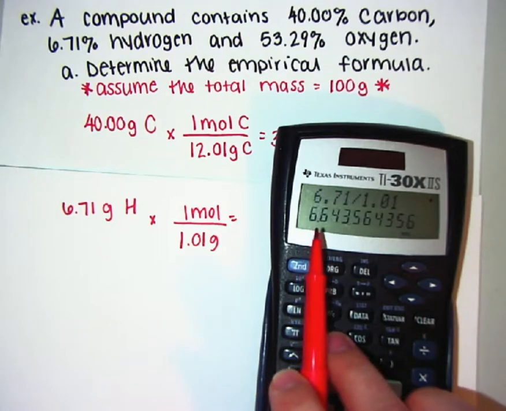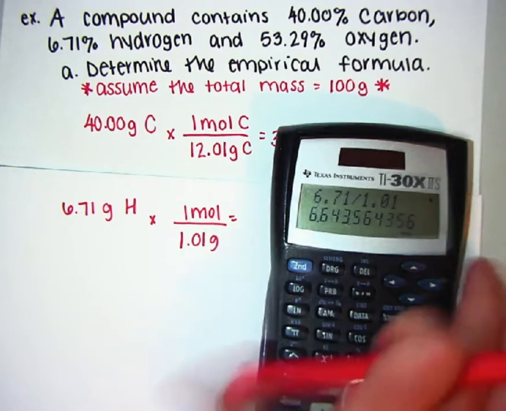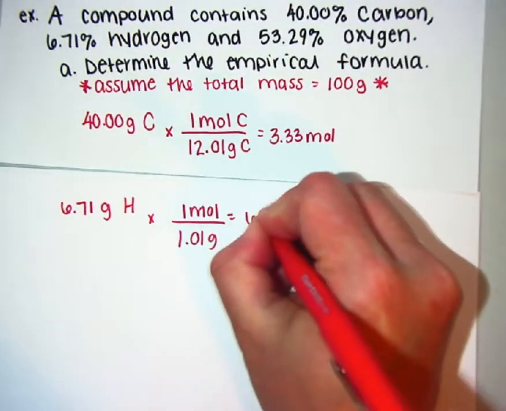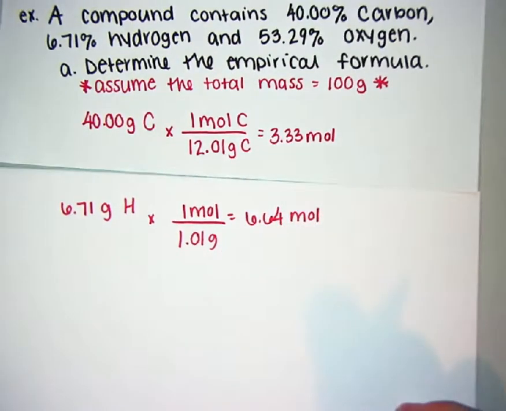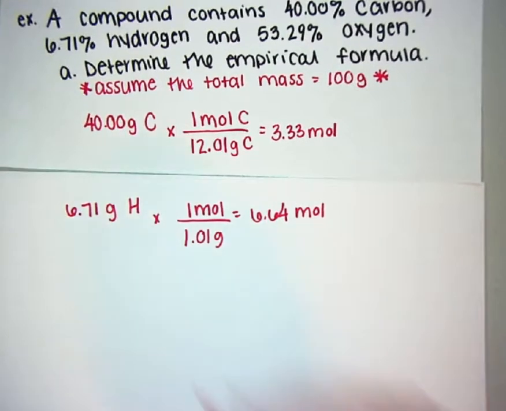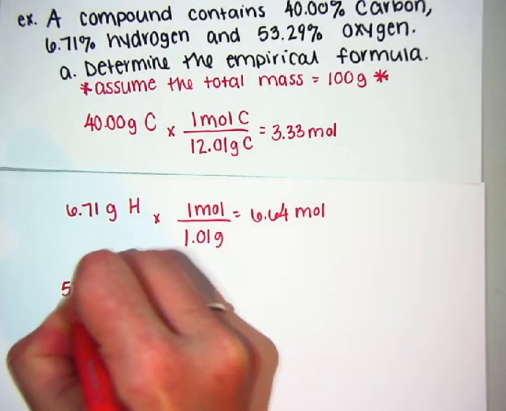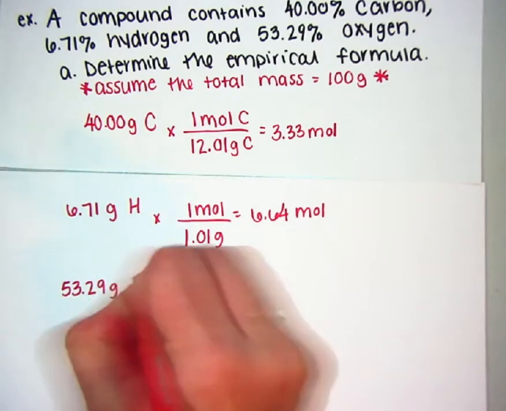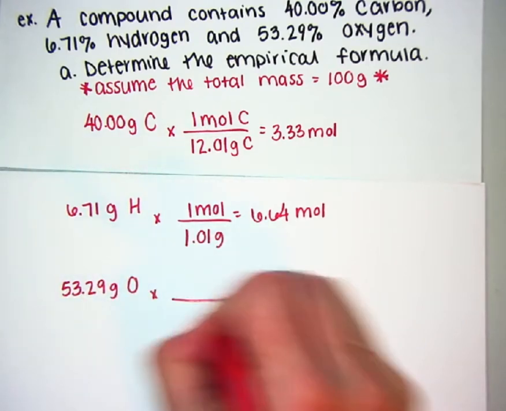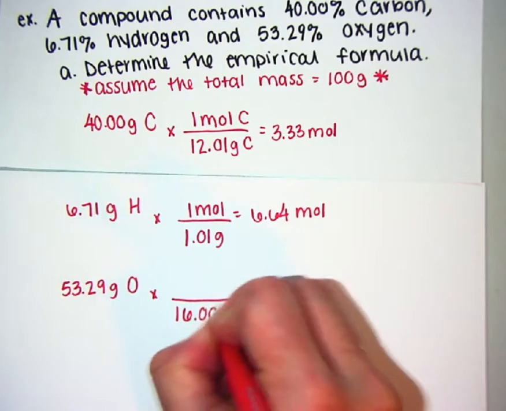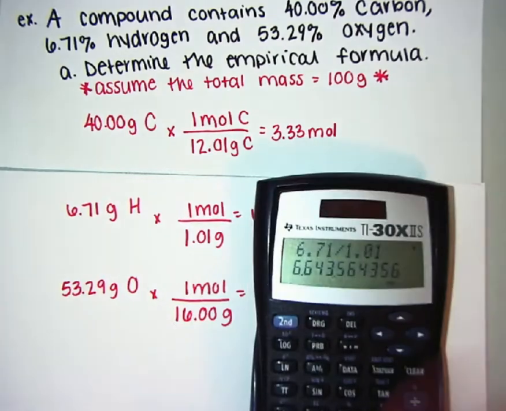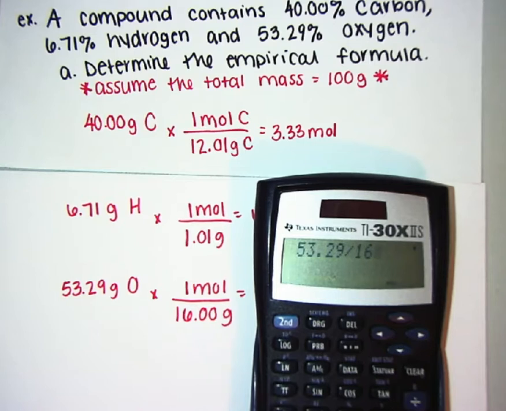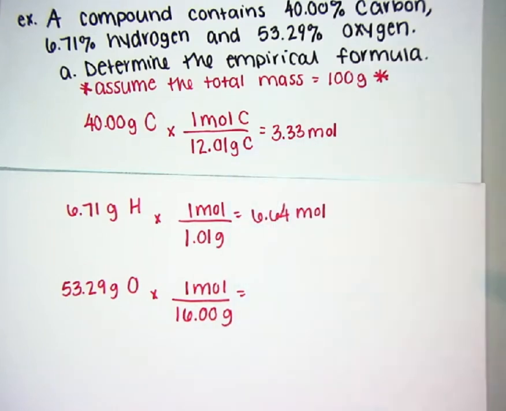About 6 2/3, 6.6. And then I'm going to do the same thing for oxygen. 53.29 grams oxygen divided by its molar mass. About 3 1/3.